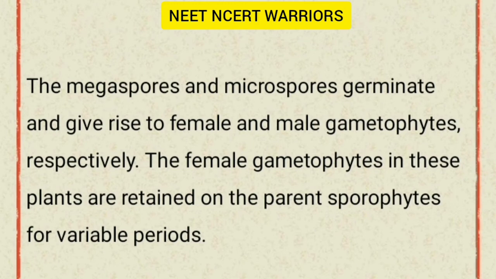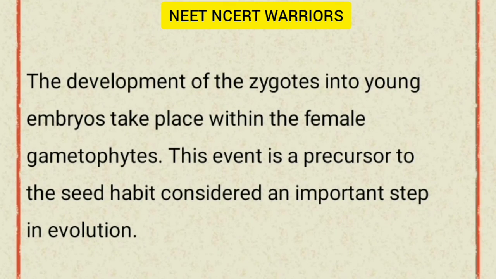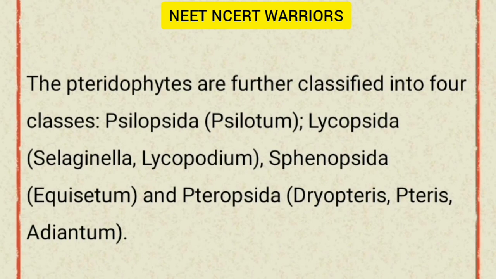The female gametophytes in these plants are retained on the parent sporophytes for variable periods. The development of the zygotes into young embryos takes place within the female gametophytes. This event is a precursor to the seed habit, considered an important step in evolution. The pteridophytes are further classified into four classes: Psilopsida, example Psilotum; Lycopsida, example Selaginella and Lycopodium; Sphenopsida, example Equisetum; and Pteropsida, example Dryopteris, Pteris and Adiantum.